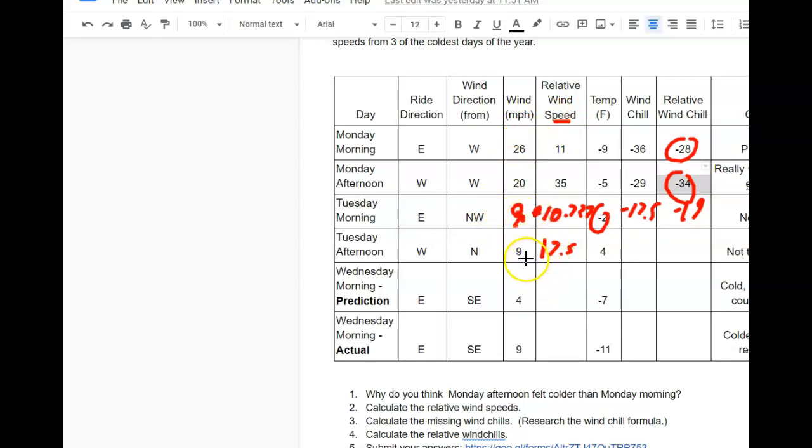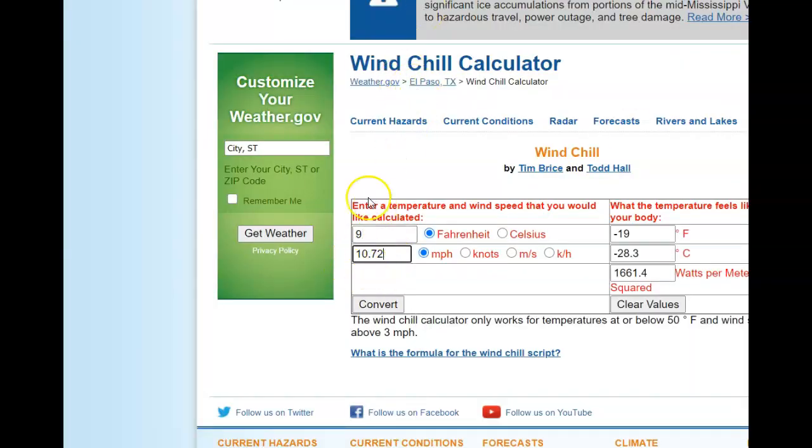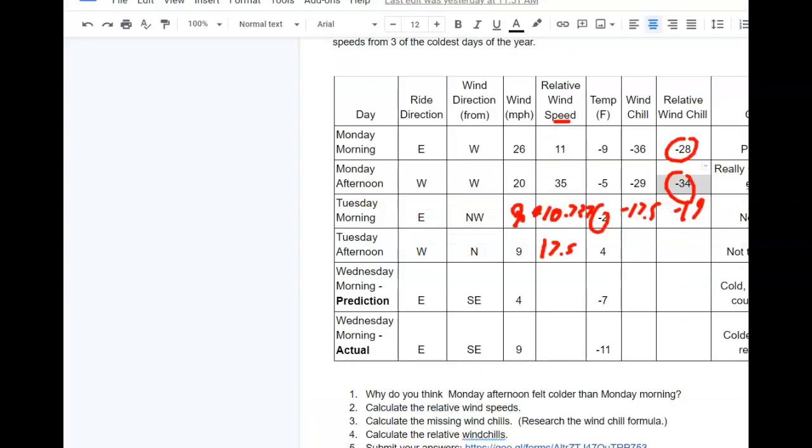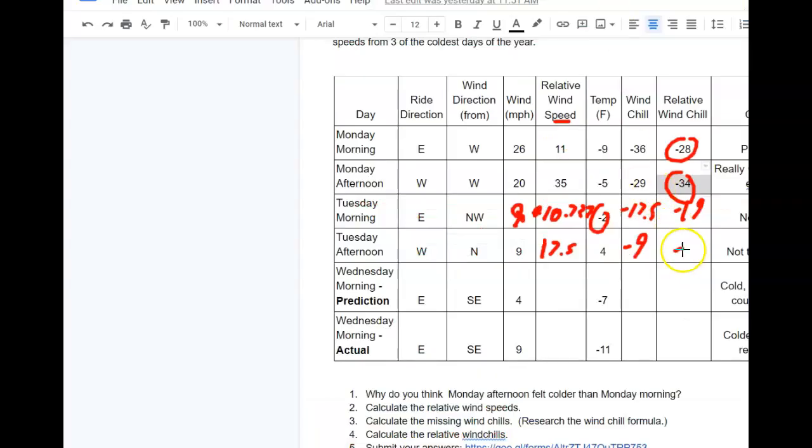So 17.5, and now I have a temperature of 4. So let's do that first. We got 9 and 17.5. So back to our wind speed, 9, 17.5. That gives us a negative 9 degree wind chill. All right, so we'll put that in here. That gives us negative 9. And now if we do the relative, we have to up that wind speed to 17.5 because of the relative wind. Well, that was that one. 17.5 was our relative, so that's going to be negative 9.